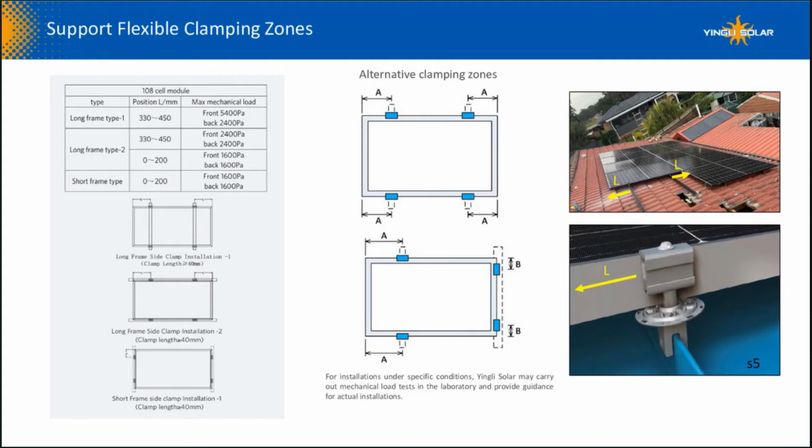The 108 cell instruction manual will provide guidance here. Yingli does have the capability to also test some alternative clamping zones for specific projects, although the mechanical load limits may vary and is largely case by case.